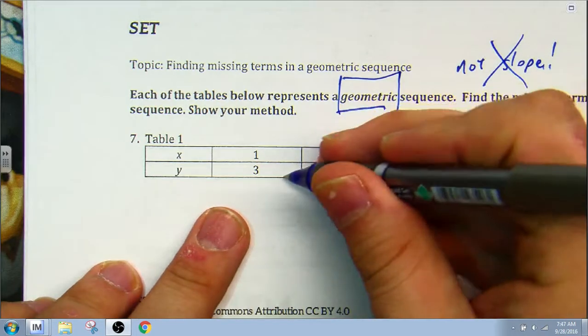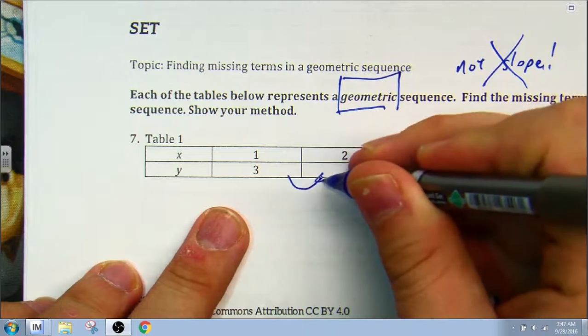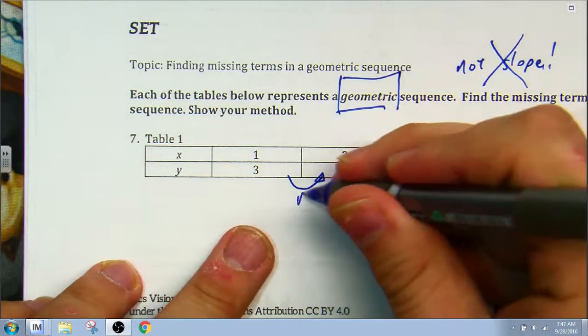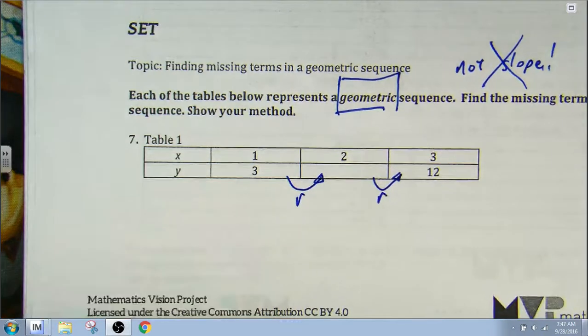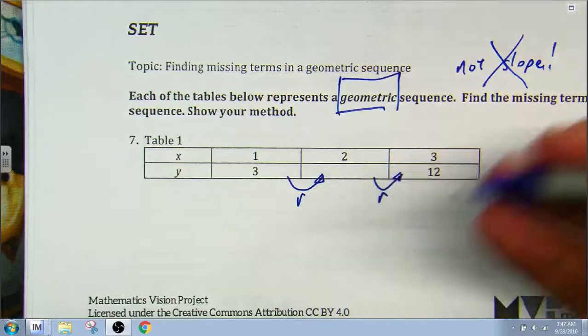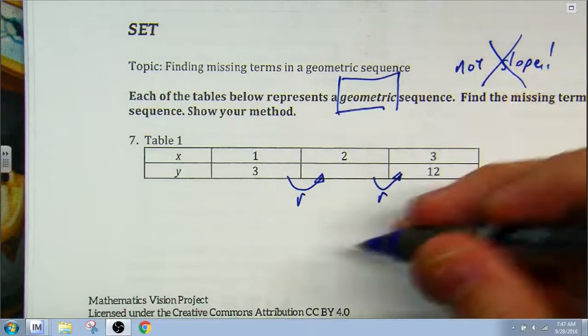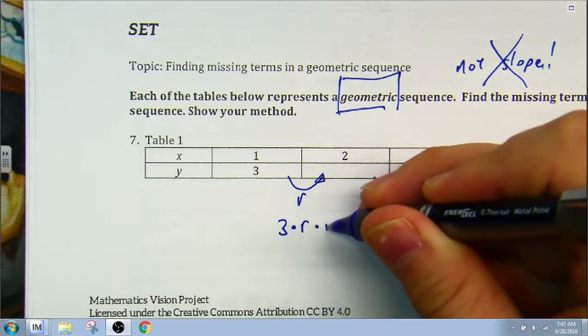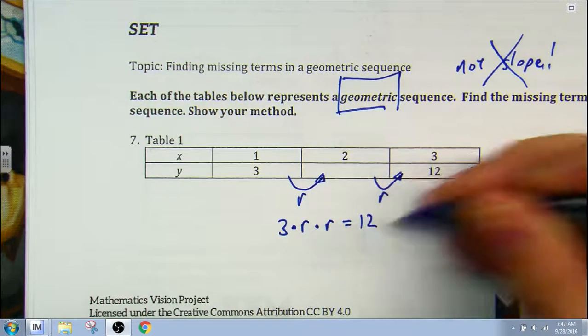So I know that I'm going to be taking 3, multiplying it by a number, and multiplying it by that number again to get 12. We'll call that our common ratio. I'm just going to write it as r to keep our lives simpler, but it would be the same thing as common ratio, CR. So I know 3 times r equals 12.